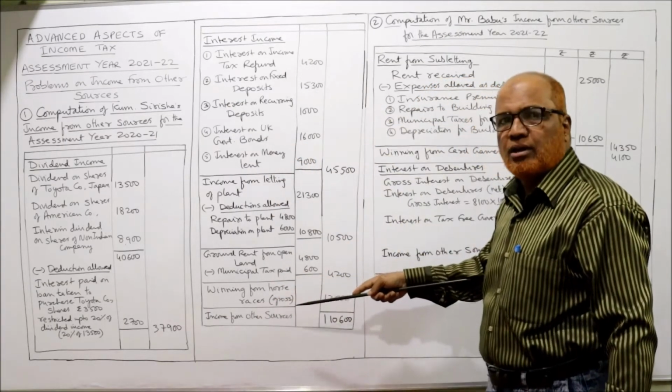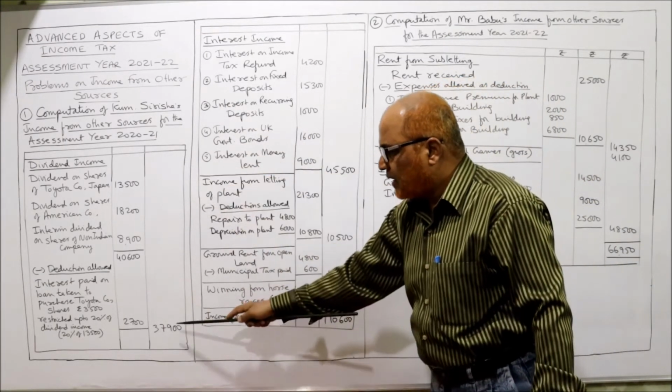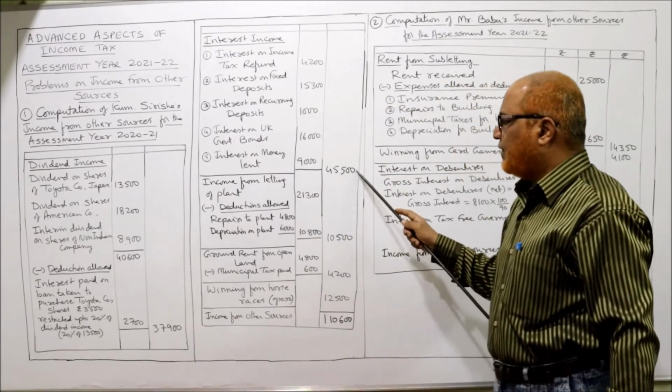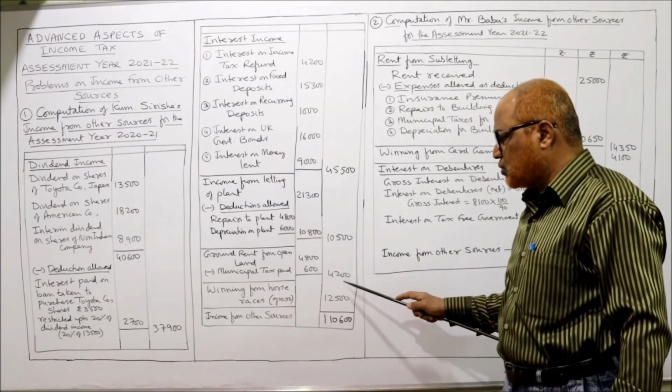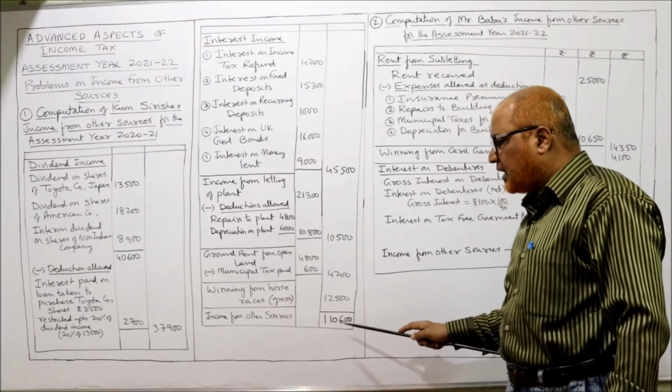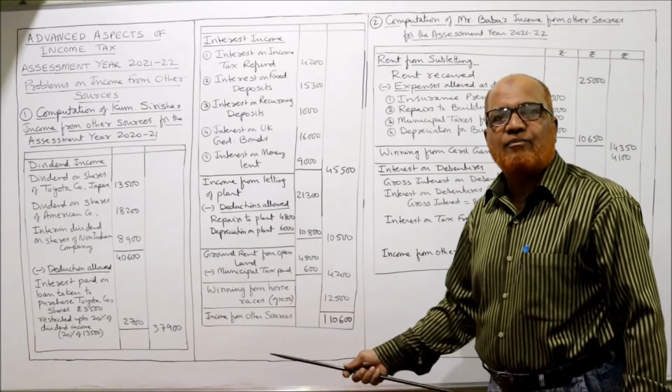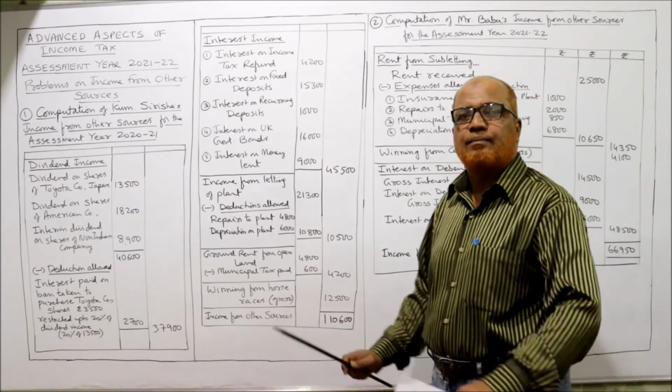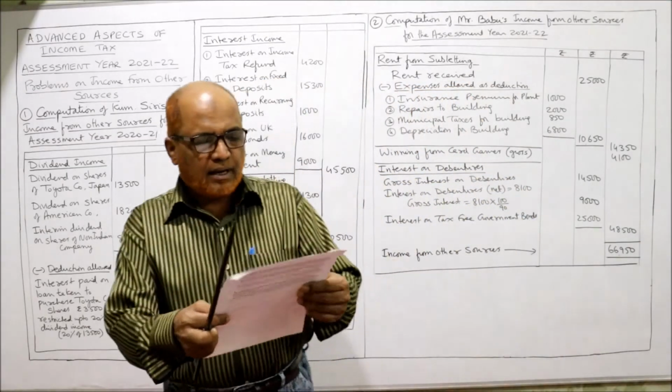See the presentation. Now take the total of the second column. 37,900 plus 45,500 plus 10,500 plus 4,200 plus 12,500. 1,10,600 is the income from other sources. That's it. Now, next problem.